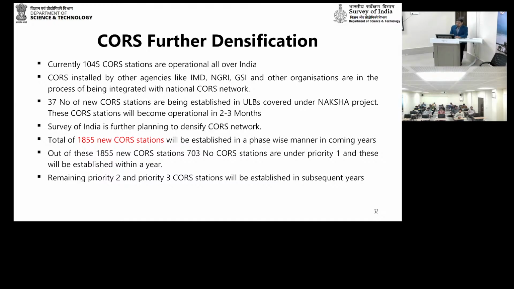Out of the 37, in the northeast we are establishing 4 CORS, and apart from this we are further planning to densify the CORS network, with a total of 1855 new CORS stations to be established in a phased manner in the coming years. Out of this, 703 CORS stations will be established within a year under priority 1, and in subsequent years we will establish the other CORS stations.